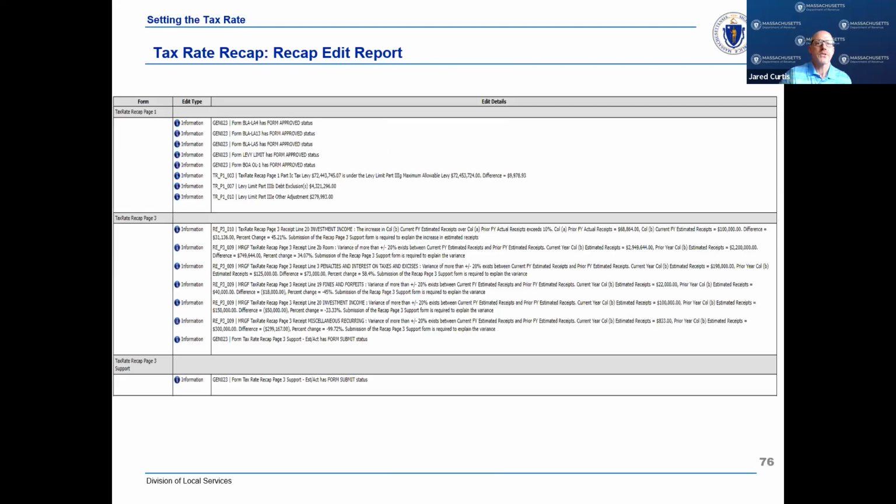This slide is a snapshot of the recap edit report. Edit messages are broken out by tax rate form and provide a brief description.